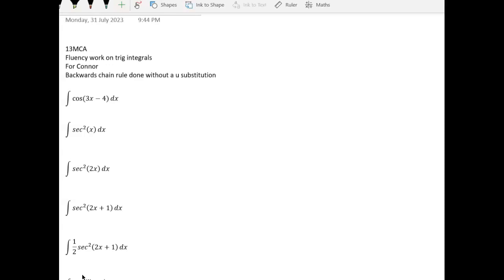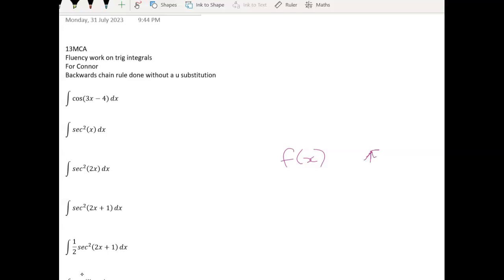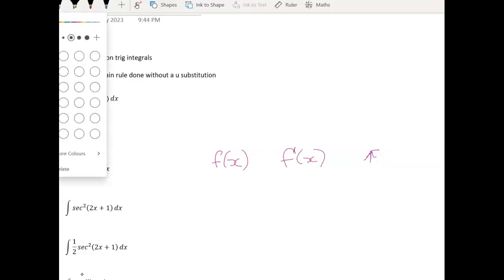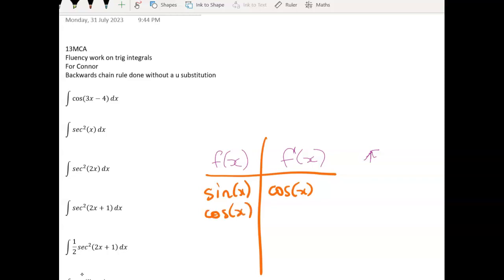Okay, so before we start, let's just look at a couple of basic trig derivatives. We'll have f of x here and f dash of x here. Okay, so here's my table. Sine of x differentiates to cos of x. Cos of x differentiates to negative sine of x. And tan of x has sec squared of x as its derivative.